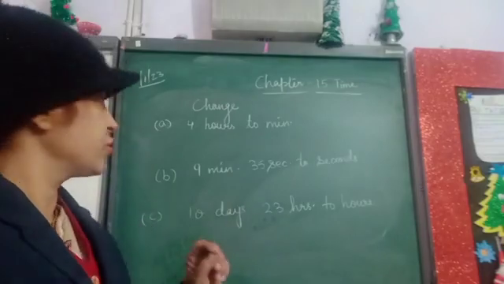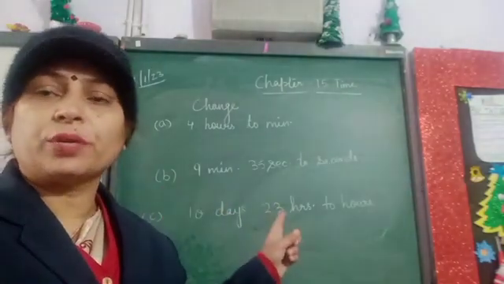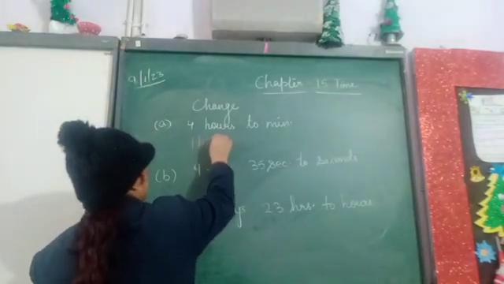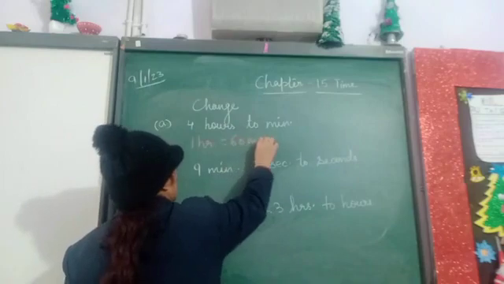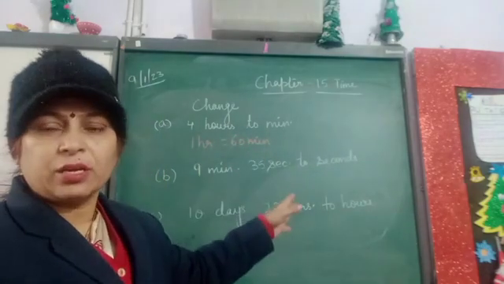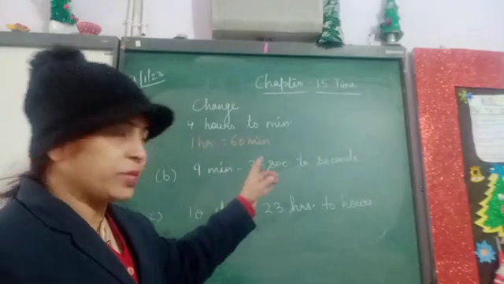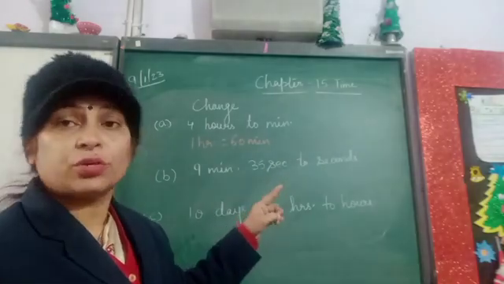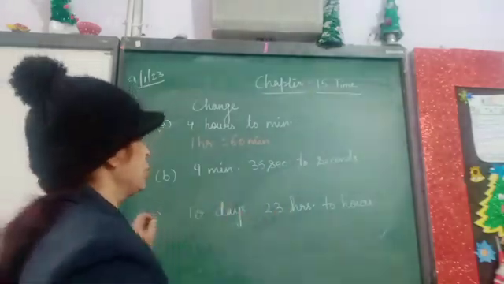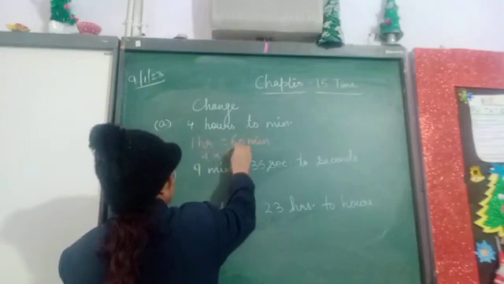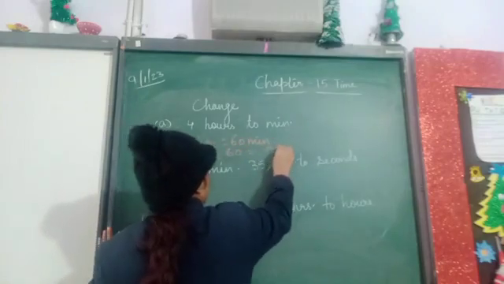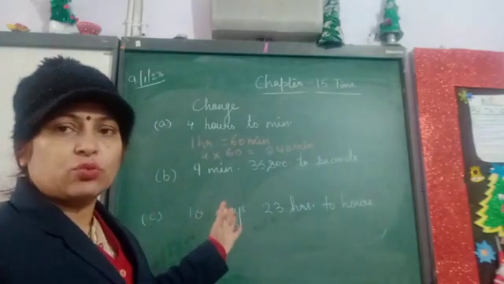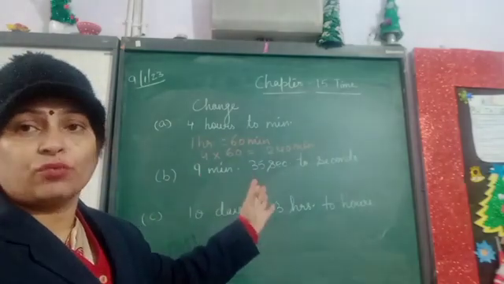Now see the first question, children. 4 hours you have to change into minutes. Now as you know, 1 hour has 60 minutes. So 4 hours will be, and you know an hour is a bigger unit than a minute. So whenever you convert from a bigger unit to a smaller unit, you will always multiply. So 4 hours multiplied by 60. 6 fours are 24 and this 0. So this is 240 minutes. So the answer is 240 minutes. It means 4 hours has 240 minutes.